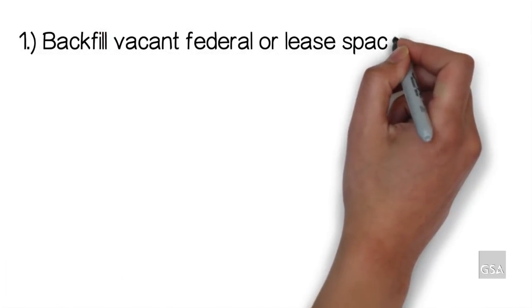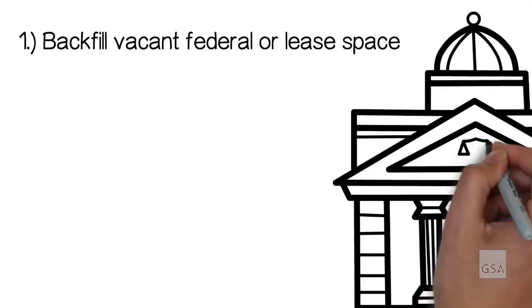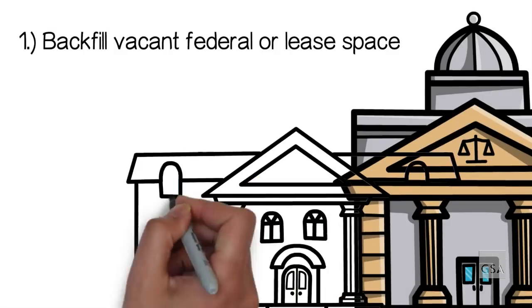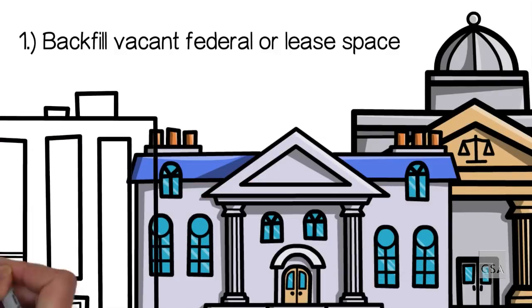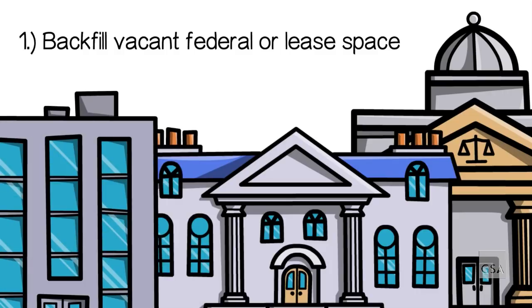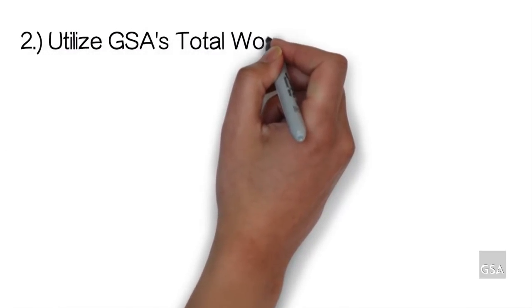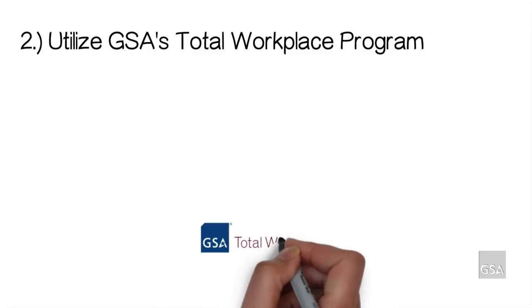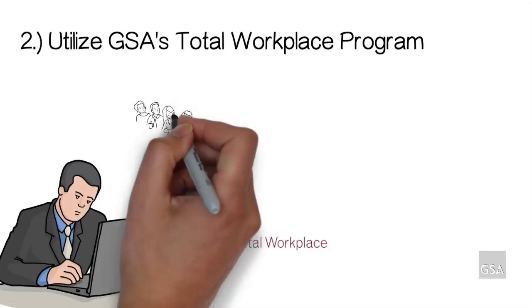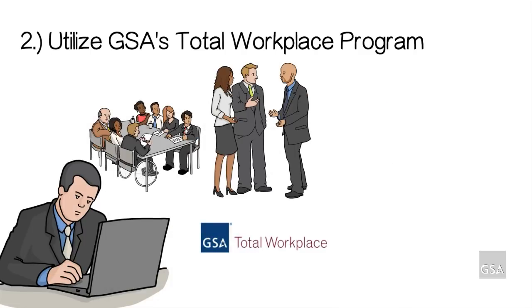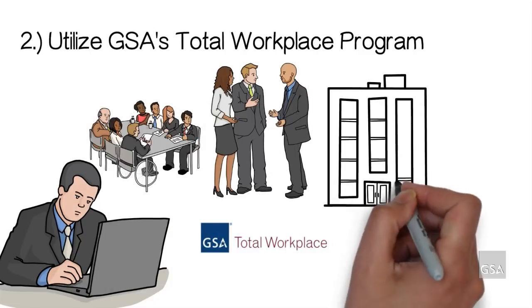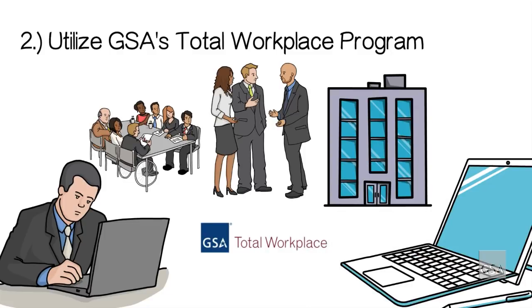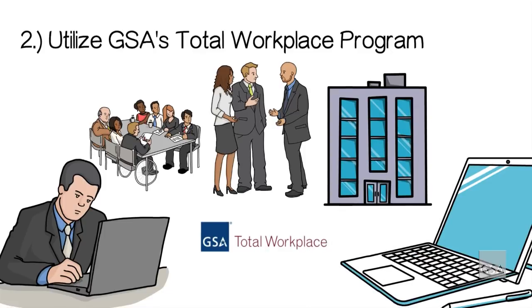First, we get the highest level of cost avoidance per project by avoiding leasing altogether and backfilling existing vacant federal space. We also backfill vacant lease space when such opportunities exist. Second, we're partnering with our customer agencies to reduce their footprint by encouraging the use of tools through GSA's Total Workplace Program. GSA's workplace engagement tool involves surveys, interviews, focus groups, and on-site visits with customers in order to effectively integrate people, place, and technology to deliver the agency's mission.